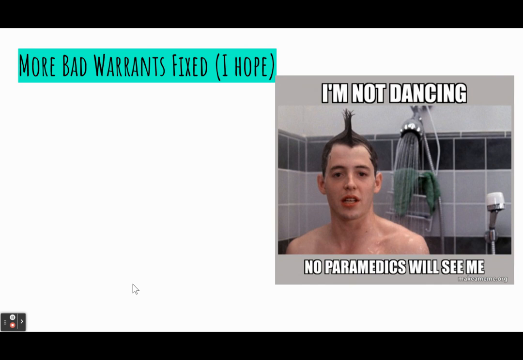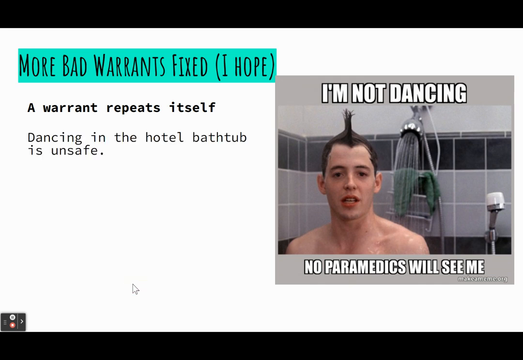Next, think about the idea of avoiding repetition. Dancing in the hotel bathtub is unsafe. Dancing in the hotel bathtub is dangerous. Both of those are the same thing. If it's dangerous, it's unsafe. If it's unsafe, it's dangerous. Don't repeat yourself. And using two different words or using synonyms is still a way to just repeat yourself.